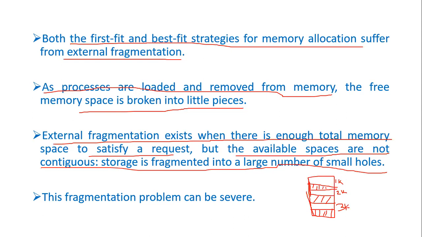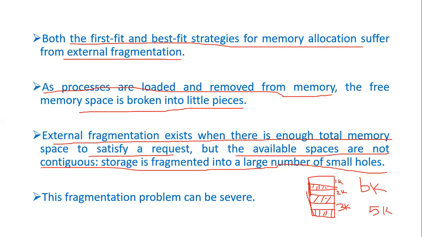So in total, how much free space is there? 6 KB of free space is available in this memory, because here 1 KB is free, here 2 KB is free, here 3 KB is free. Totally 6 KB of free space. I want to allocate a 5 KB process in this memory space, but it is not possible because I need that 5 KB continuously.